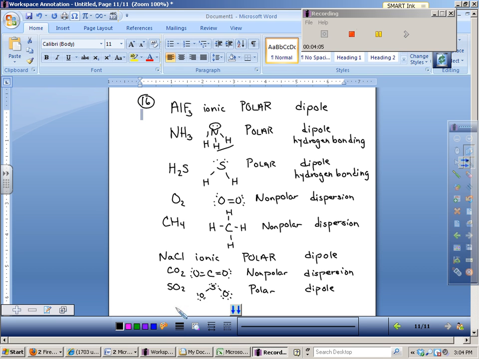And our last one is magnesium chloride. It's again going to be ionic. Magnesium will give its electrons to the chlorine. The chlorine will become negatively charged, magnesium positively charged. That means we're going to have polar. No hydrogens present, so we just have dipole interactions.